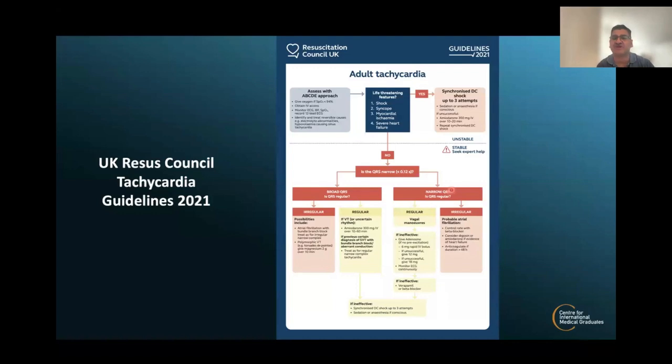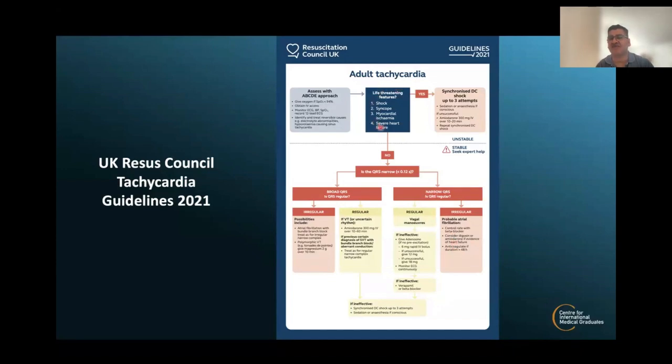Then if you look at the QRS, if you've got no life-threatening features, is the QRS narrow? Yes. Then you do vagal maneuvers. If ineffective, adenosine. That's essentially your key steps. If it's irregular, then it's probably atrial fibrillation with a fast ventricular rate, which we talked about earlier. Rate control, plus or minus anticoagulation, depending on duration, etc.